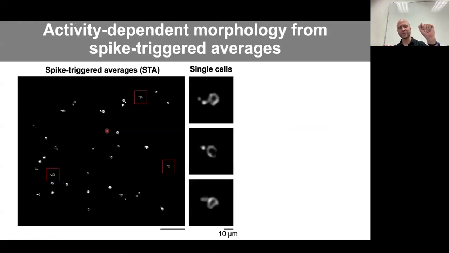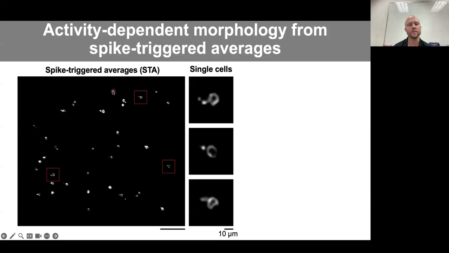Well, first, I want to say a few more things about what's great about this technique. From voltage imaging, you get the spikes of the cells, but you can also get the XY locations of the cells, and you can see activity dependent parts of the membrane.